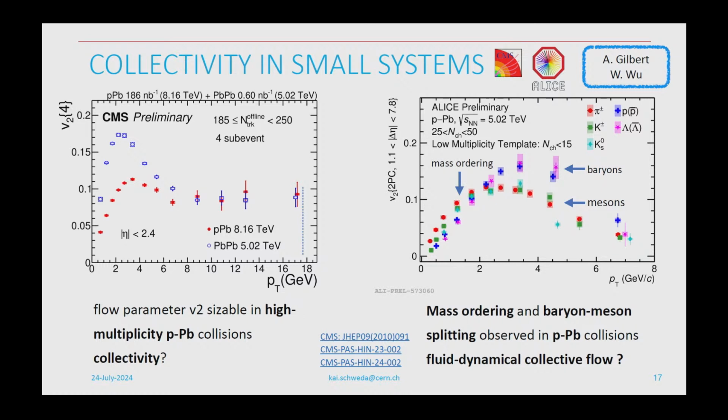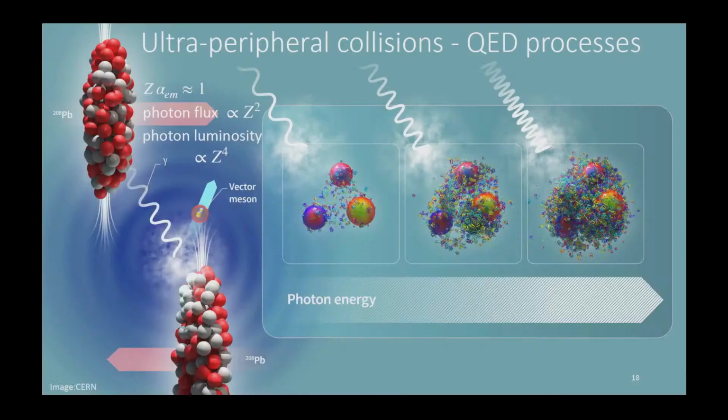And ALICE did the measurement for identified particles. And again, the typical ordering of this elliptic flow coefficient, what is expected when you have fluid dynamic expansion, from light, from the pions, down to the heavier lambda baryons, is reminiscent of collective expansion.